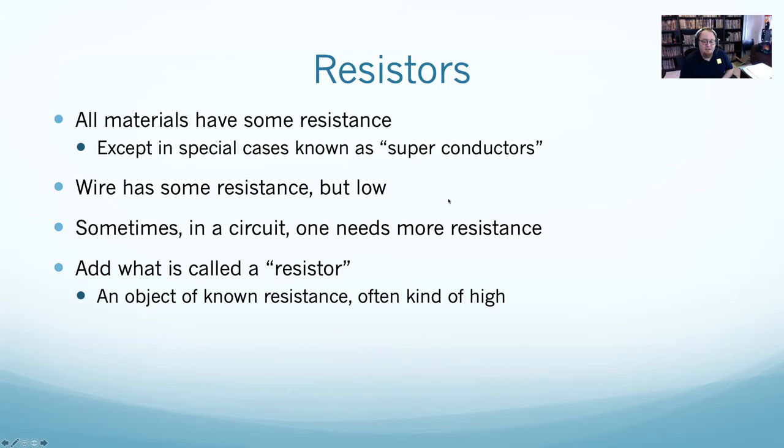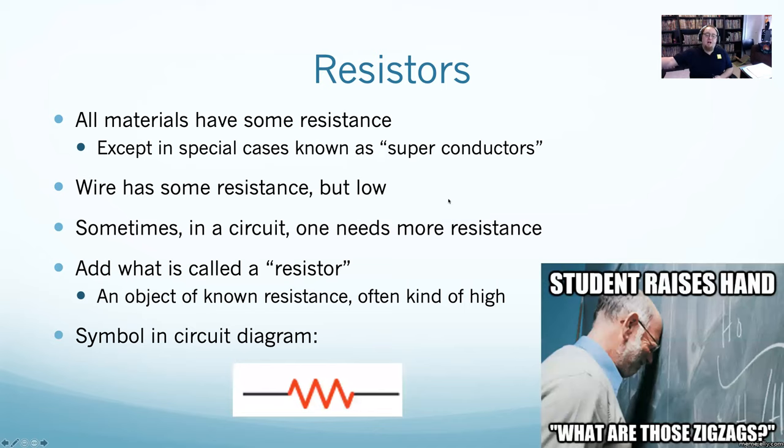Now, in a circuit diagram, I will often draw resistors. I will draw a resistor with a zigzag line. Anytime you see a zigzag like that, that represents a resistor. Questions so far?